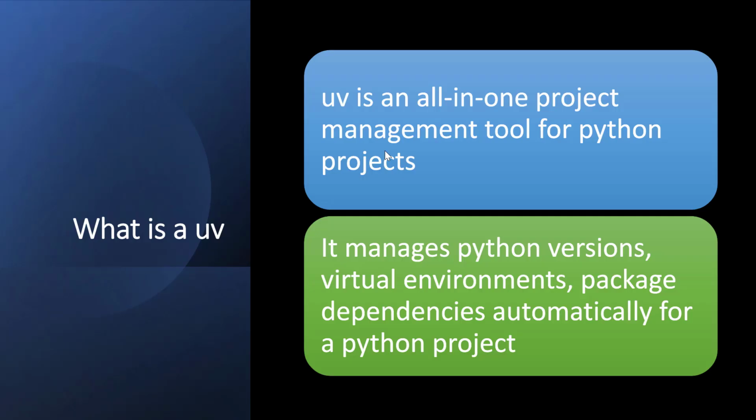So how can you use UV to manage your Python projects? Well, UV manages your Python versions, virtual environments, and package dependencies automatically for a Python project. So you can do the work of pip and virtual environment in UV itself, and it does this job much better and more easily.